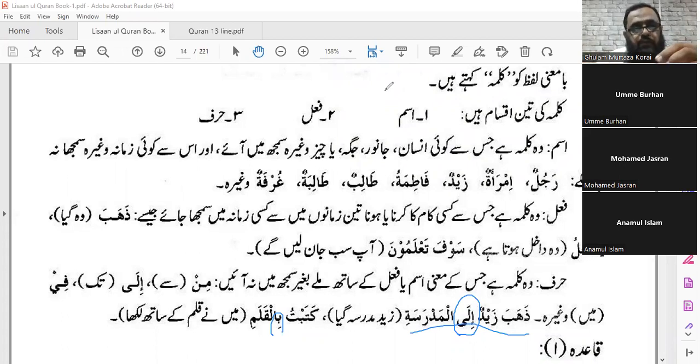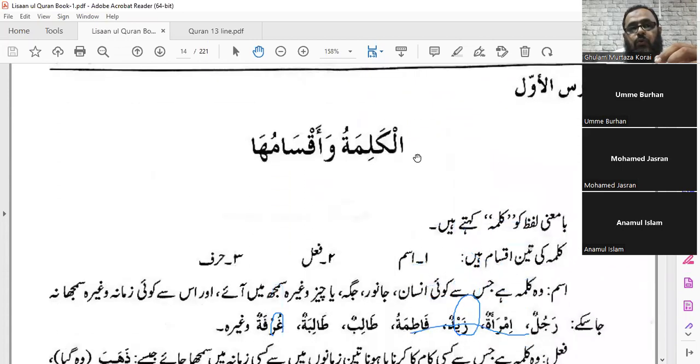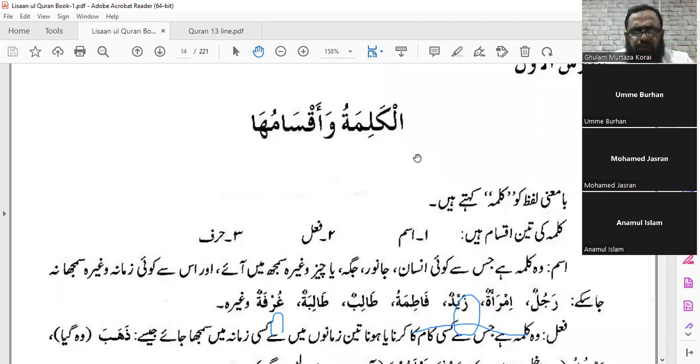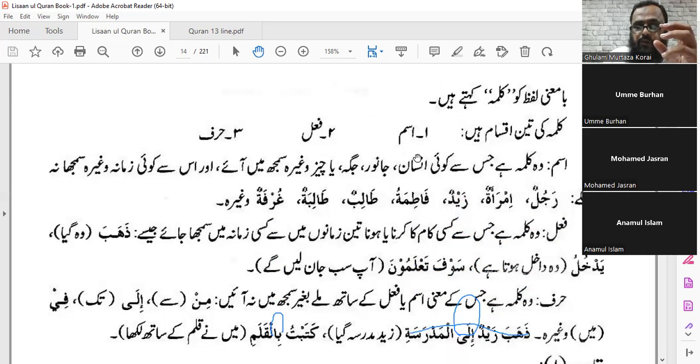First of all, I told you that in Arabic, the word is known as kalima. It is kalimatun. So when we add alif lam, very soon you will come to know what the effect on the word is. So al-kalimatu wa aqsamuha, the word and its types. I told you there are 3 types of words in Arabic. Number 1, ismun or noun. Number 2, fi'lun or verb. Number 3, harf, that is letter. Noun is a meaningful word that gives names to person, place, animal, or thing. It conveys meaning, but it does not convey the meaning of time. It does not contain time.